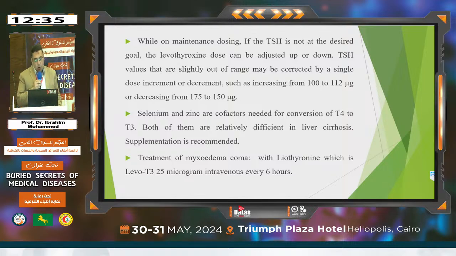Selenium and zinc are cofactors needed for conversion of T4 to T3. Both of them are relatively deficient in liver cirrhosis, so supplementation is recommended. Treatment of myxedema coma is with liothyronine, which is Levo T3, 25 microgram intravenous every 6 hours.